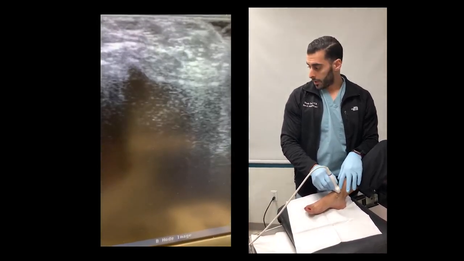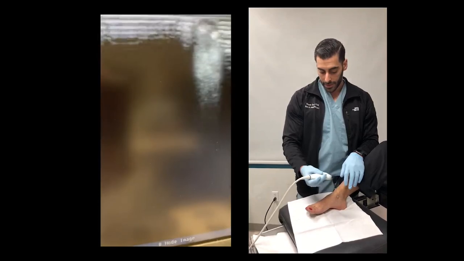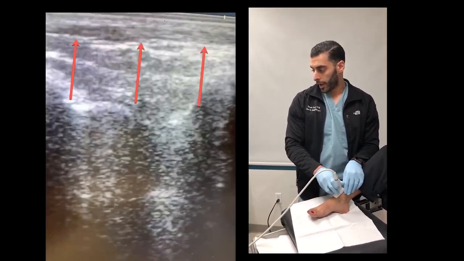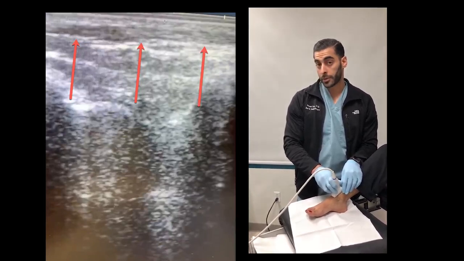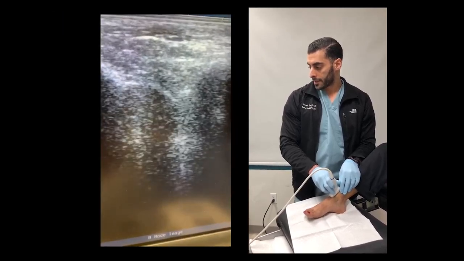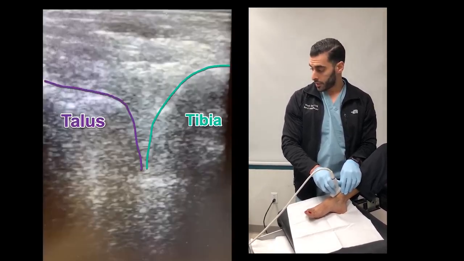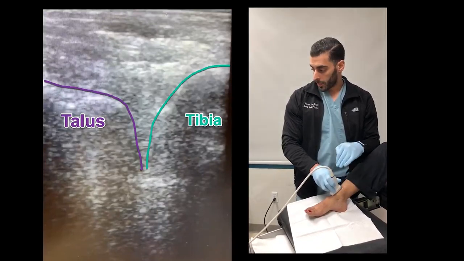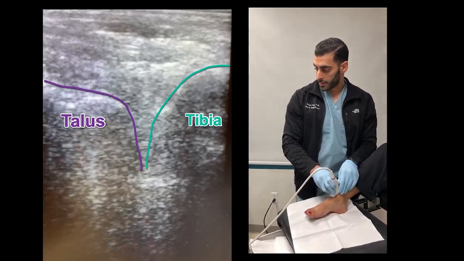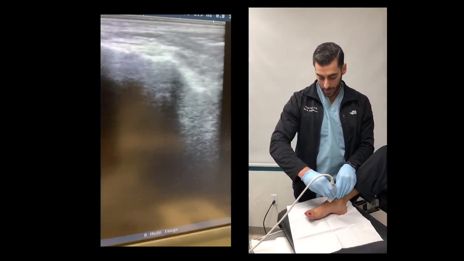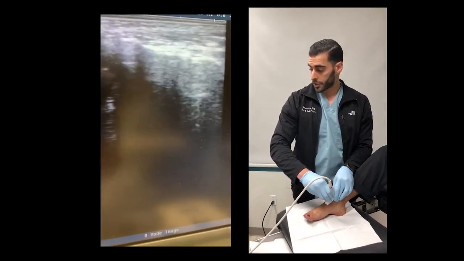Alright, so now that we know where we're at, I'm going to take the probe and go down into the longitudinal axis, and right away I can see that beautiful echogenic fibular structure, the anterior tibial tendon, running across the top. And then I can see the ankle joint just underneath it. You can see the tibia going down in, and then you can see the talus. Alright, and we're going to trace this tendon all the way down into its insertion.